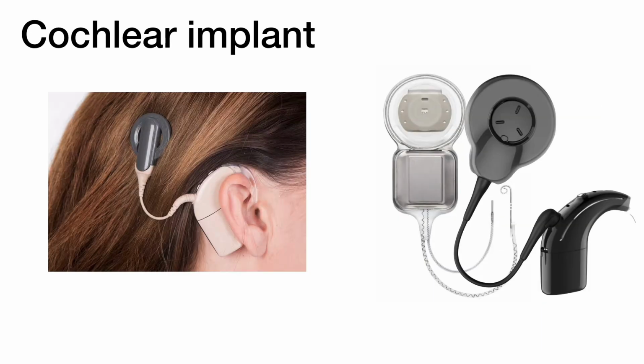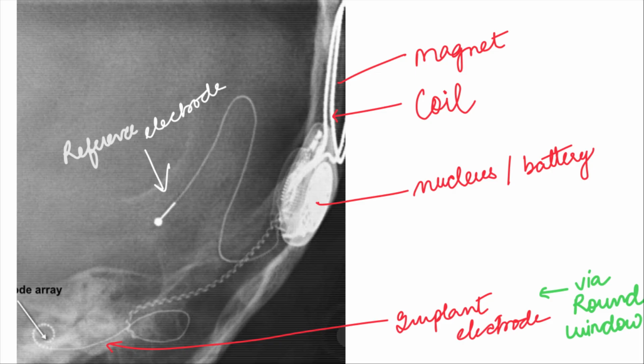So this is the cochlear implant. You can see the girl wearing it with the electrode placed on the skull part. And yeah, this is a radiograph showing the image. You can see the magnet which lies outside, the battery nucleus part, and the two electrodes, the one on the skull reference and the one which is going inside via the round window, that is the implant electrode.